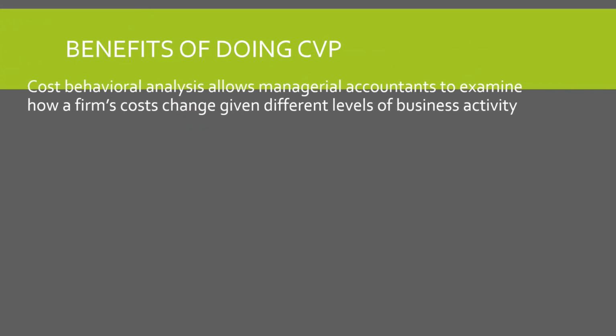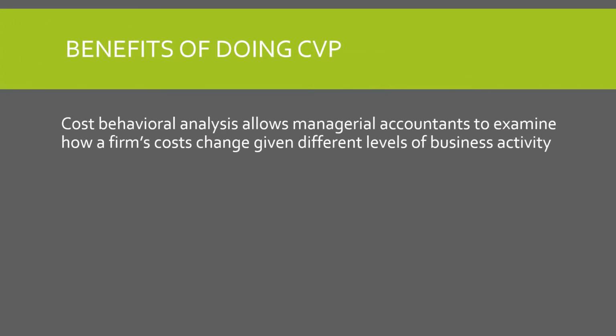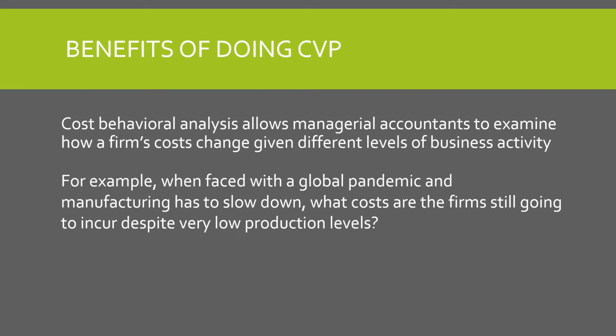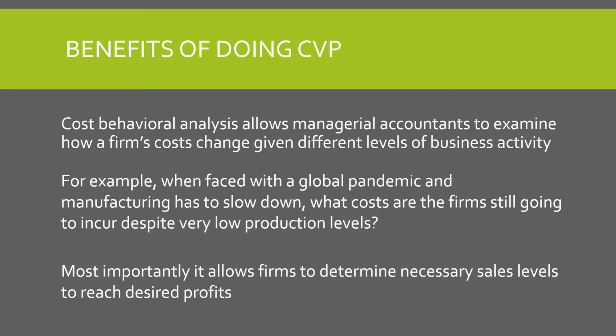So given different levels of business activity, cost behavior allows us to evaluate what can happen in the future. If we, for example, were in a global pandemic and we thought that manufacturing was going to slow down, what costs are we still going to incur despite very low production levels? And more importantly, this CVP analysis allows us to determine necessary sales levels to reach desired profits. In fact, it's going to give us a lot more even than that. We're going to look at many different scenarios together.